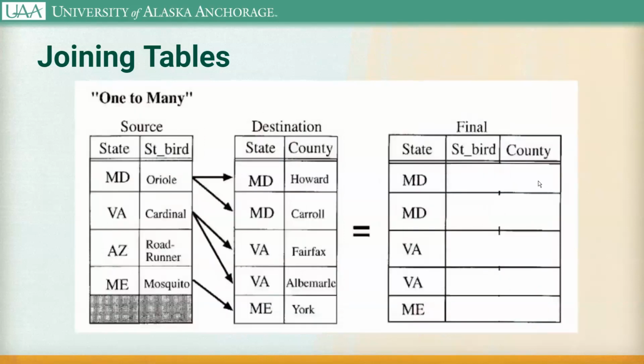But you can start to have questions when you're dealing with more complex data sets. So here we have what's called a one-to-many. Again, this is fairly straightforward, right? For Maryland and the state oriole being the state bird isn't really a problem when we start assigning those state birds to different counties. You just end up with the same state bird in 2 different counties.